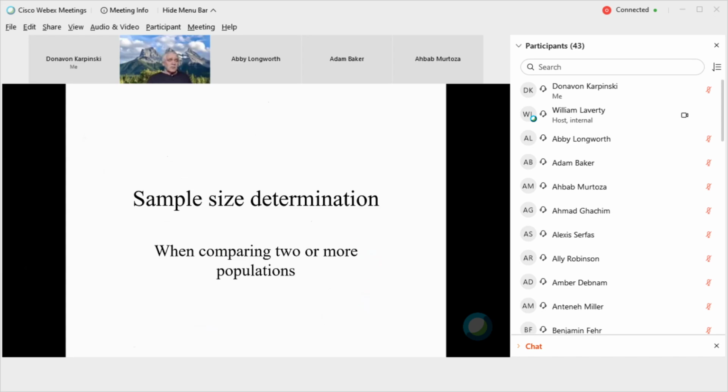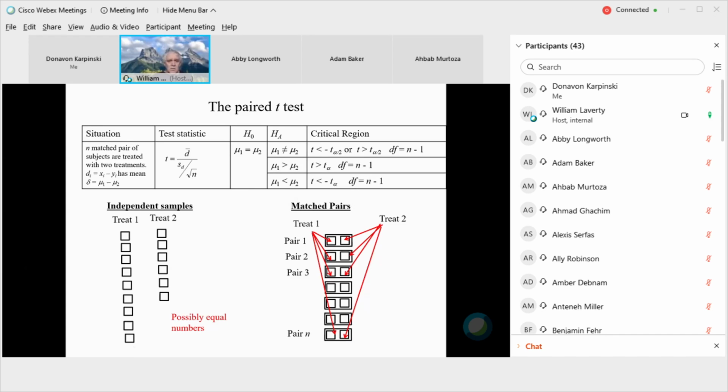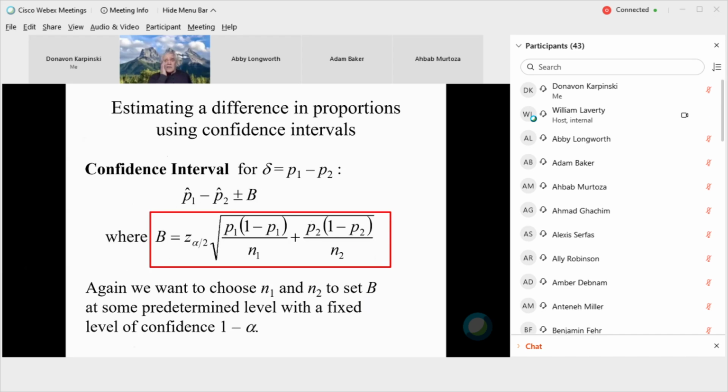Sample size determination when you're comparing two or more populations. Estimating a difference in two proportions. The confidence limit for difference in two proportions is the difference in the two sample proportions plus or minus an error bound B. The error bound B is Z sub alpha over 2 times the square root of P1 times 1 minus P1 over N1 plus P2 times 1 minus P2 over N2. Usually P1 and P2 are estimated from the data.